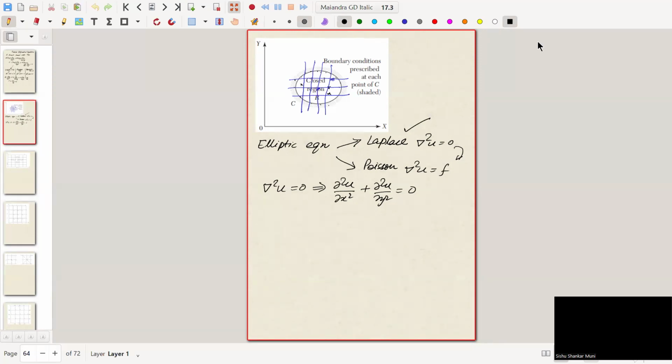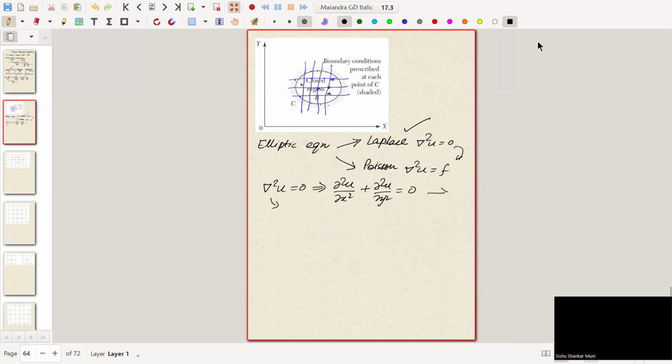Suppose u is a function. Del squared u is the second-order partial derivative of u with respect to x plus the second-order partial derivative of u with respect to y. Sum them up, and that's equal to 0. That is the Laplace equation. It comes up in many practical problems, such as electrostatics. Poisson equations you will see more often in fluid dynamics.